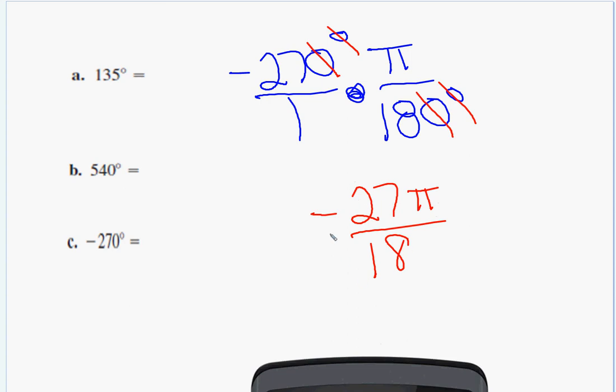Now, we could do that same trick on the fraction, but I'm looking at these and I see they're both divisible by 9. 27 divided by 9 is 3. 18 divided by 9 is 2. So that's negative 3/2 pi, which is the same as negative 270 degrees.